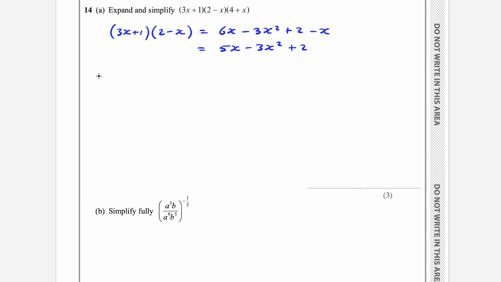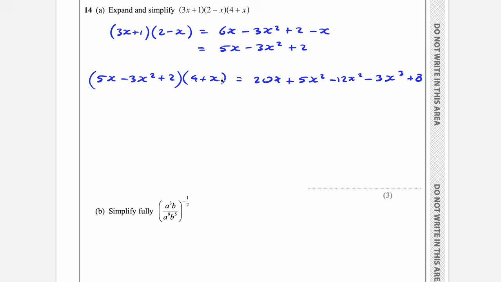Okay, then I'm going to do 5x minus 3x squared plus 2, which is these first 2 brackets, and I'm going to multiply them by 4 plus x, the third bracket. 5x times 4 is 20x. 5x times x is 5x squared. Minus 3x squared times 4 is minus 12x squared. Minus 3x squared times x is minus 3x cubed. And then finally, plus 2 times 4 is 8. And then plus 2 times x is plus 2x.